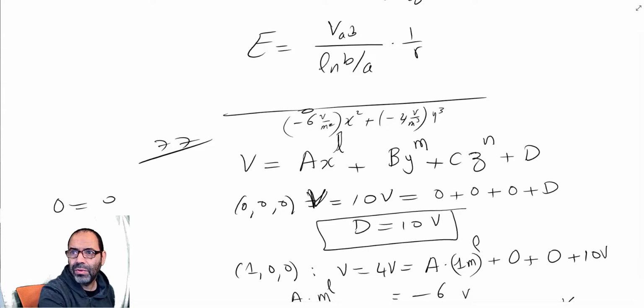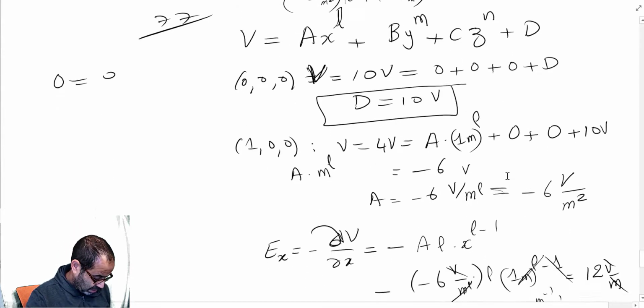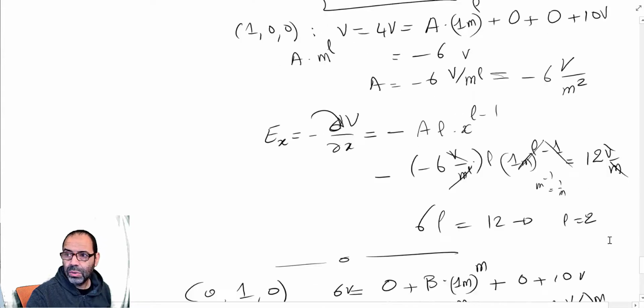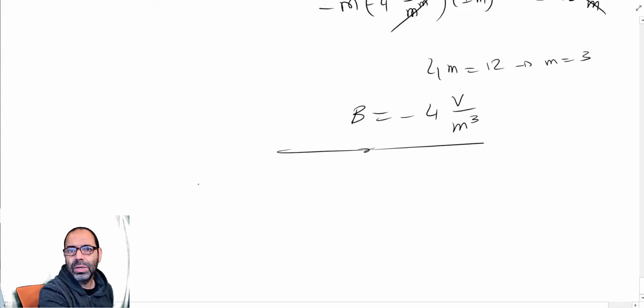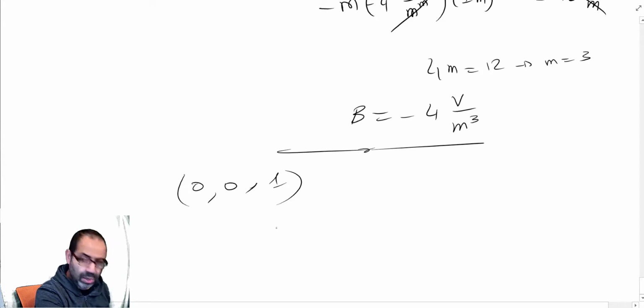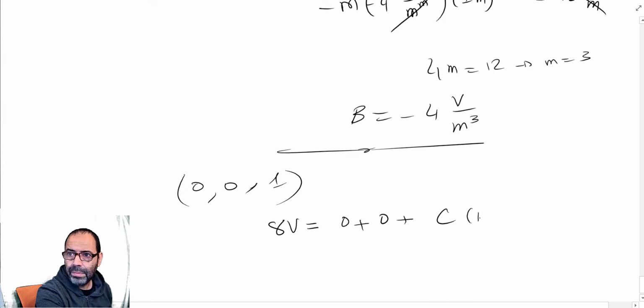Let's find C. And don't forget that we have found D already to be 10 volts, okay? So the last two terms are C and Z. And for that, we have another point, actually the last point in here, which is 0, 0, 1, okay? So the point of coordinates 0, 0, 1. The volt in there is equal to 8 volts, and that is equal to 0 plus 0, those being the x and y coordinates. So we're left with the last one, which is C times 1 meter to the power n, plus, of course, the 10 volts from the other side, is equal to 8.